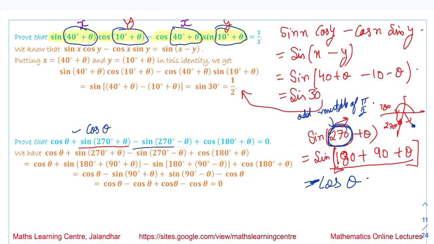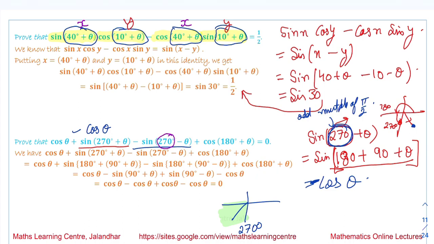Next is minus sine of 270 minus theta. If you look at this value, this is 270 degree. We are subtracting some theta, so this value lies in the third quadrant, because again 270 is an odd multiple of pi by 2.